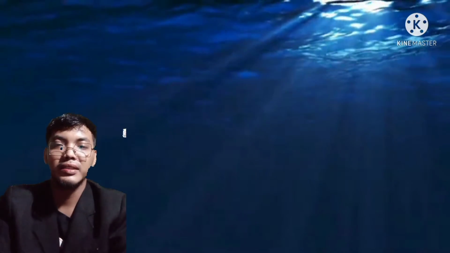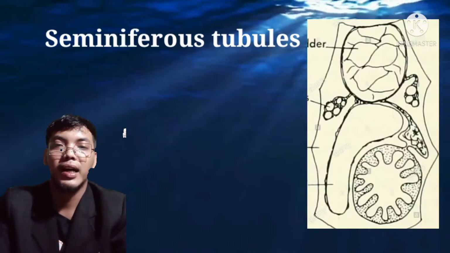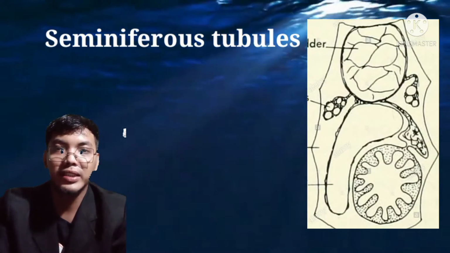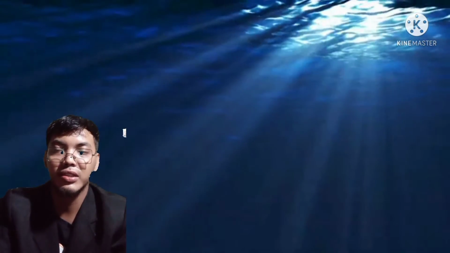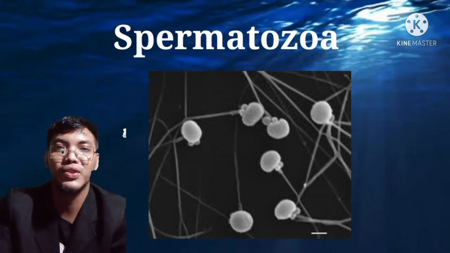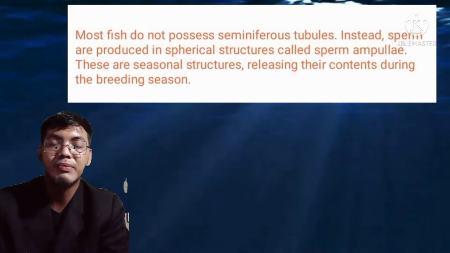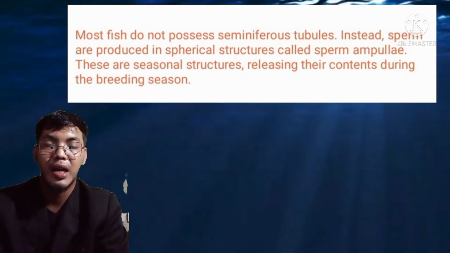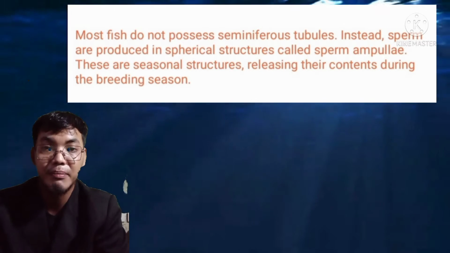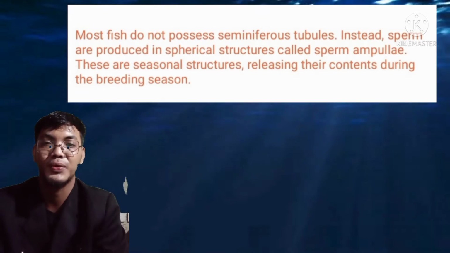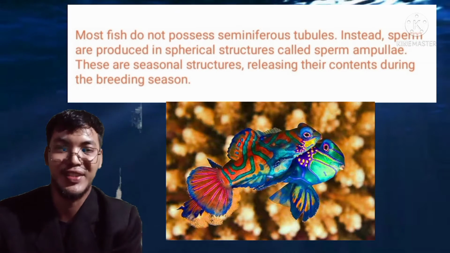The testes of some teleost fish contain very fine coiled tubes called seminiferous tubules, which are located within the testes and are the specific location of meiosis and the subsequent creation of male gametes, namely spermatozoa. Most fish do not possess seminiferous tubules. Instead, sperm is produced in spherical structures called sperm ampullae, which act as a storage chamber of semen and contribute secretions to it. These are seasonal structures releasing their contents during the breeding season.